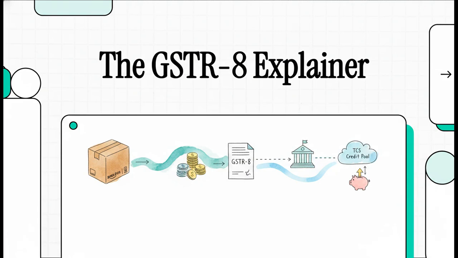So if you're an online seller on, say, Amazon or Flipkart, you know that taxes can get, well, a little complicated. But have you ever really thought about what happens after your platform files a GSTR-8 for you? Where does that tax money actually go? Well, in this explainer, we're going to follow the money and clear up the entire journey step by step.